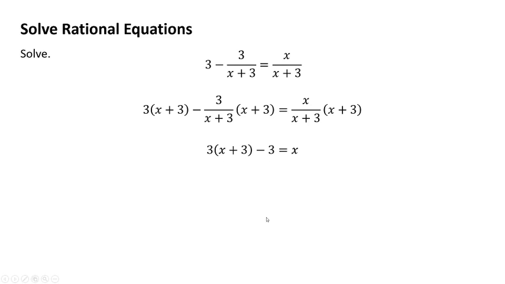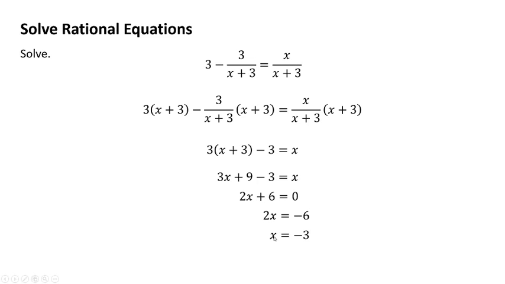Well, this is not going to take much in order to solve. Let's distribute 3 into these two terms. 3x plus 9 minus 3 is equal to x. That becomes 2x plus 6 is equal to 0. 2x is equal to negative 6, and so x is equal to negative 3.